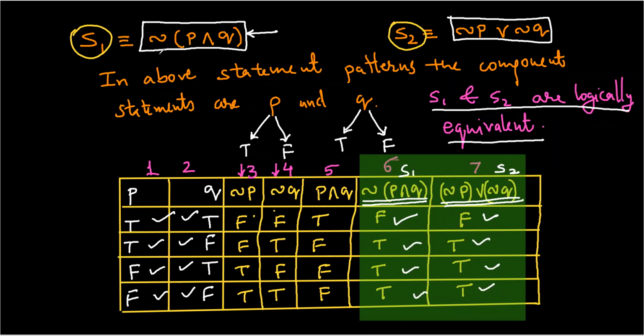Hence, finally, I can write negation of P and Q is logically equivalent. See, this is the sign for logical equivalence. You draw three parallel lines. Negation of P and Q is logically equivalent to negation P or negation Q.